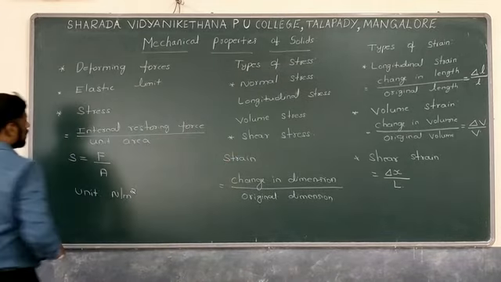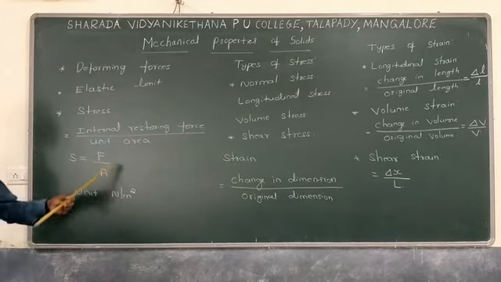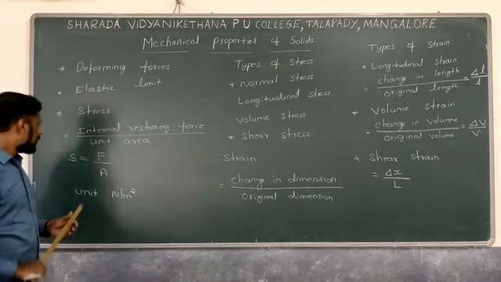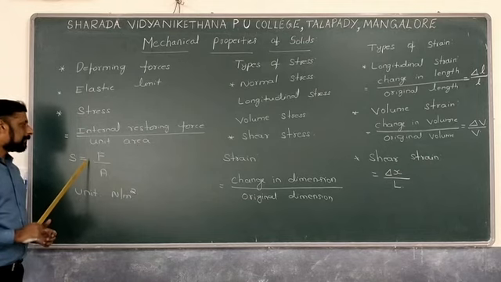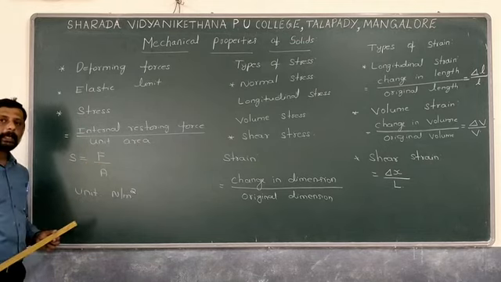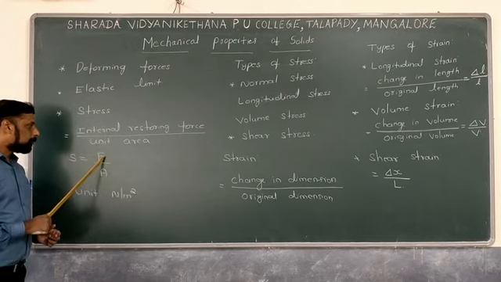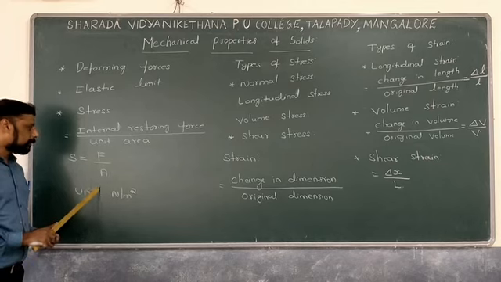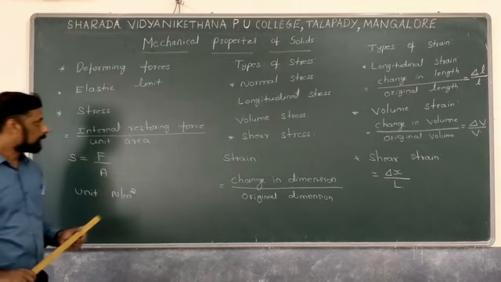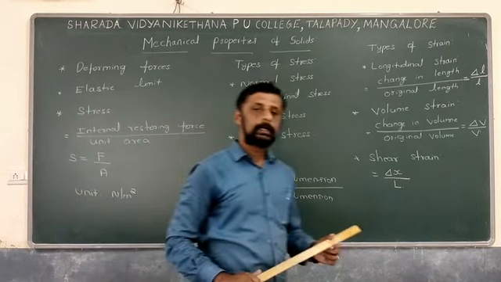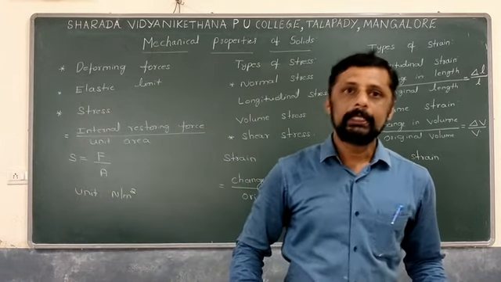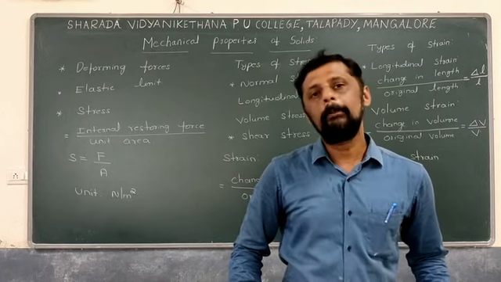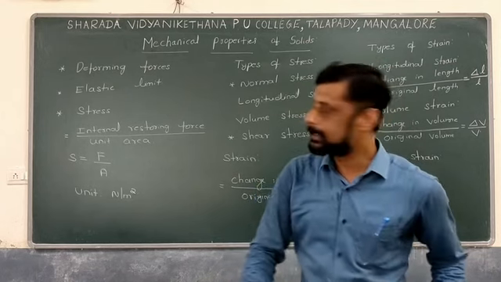Next, stress. So stress means the internal restoring forces acting per unit area is called as stress. So here the mathematical form of stress is given by S is equal to F by A. So we know that unit of force is Newton, SI unit of area is meter square, therefore unit of stress is Newton per meter square. So whenever the deforming forces are acting on a body, inside the body the restoring forces are developed, and that internal restoring force acting per unit area is called as stress.